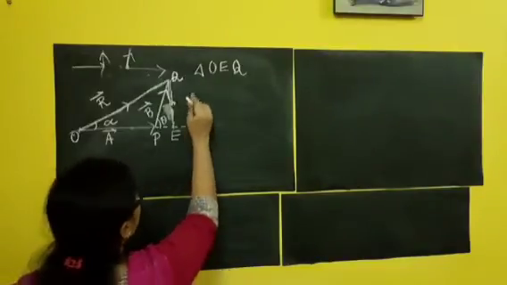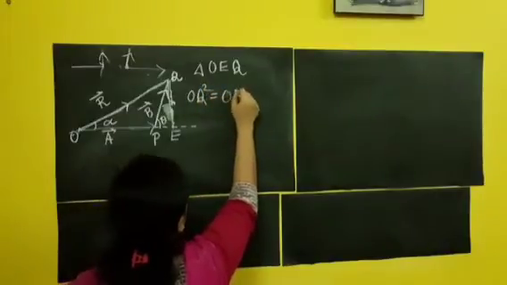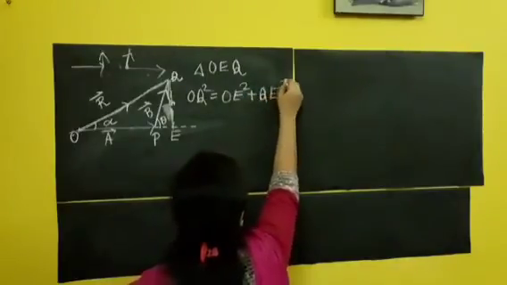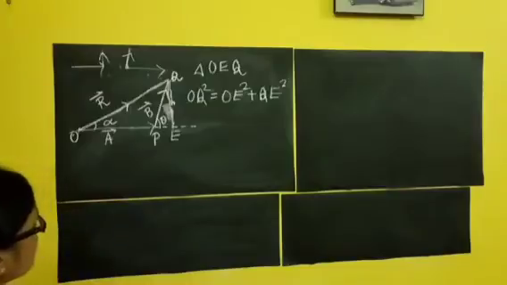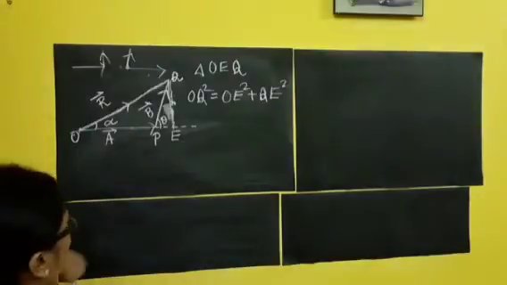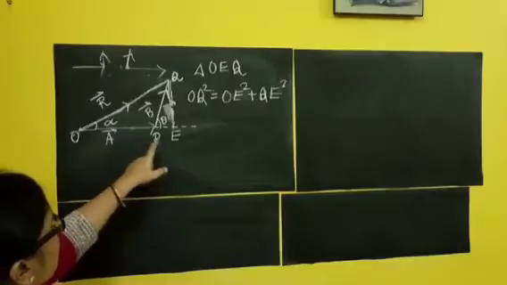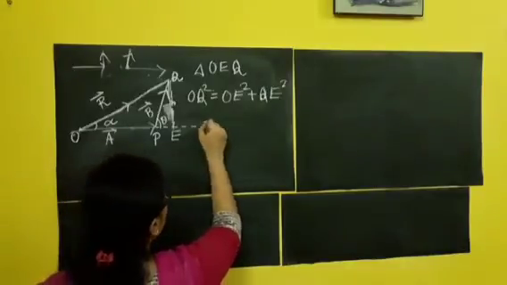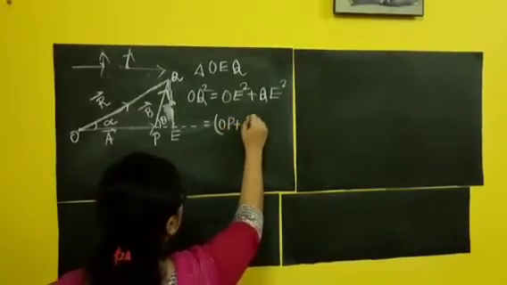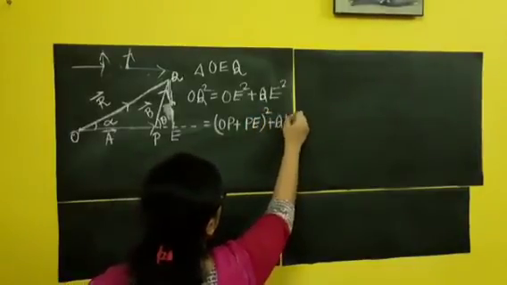So therefore what can I write? OQ square equals OE square plus QE square. Now if I go for detailed analysis, OE means OP plus PE. So segregate it. It can be written as bracket OP plus PE whole square plus QE square as it is, no problem.